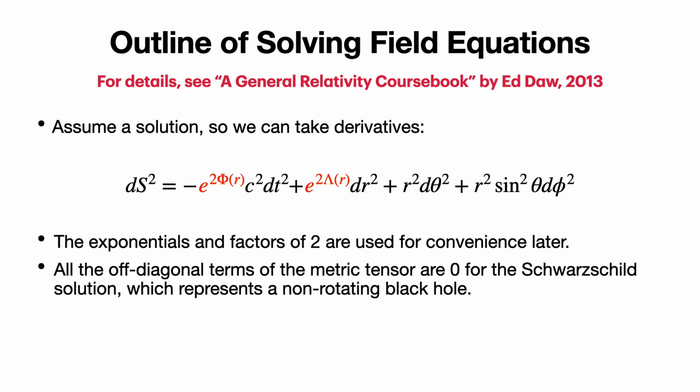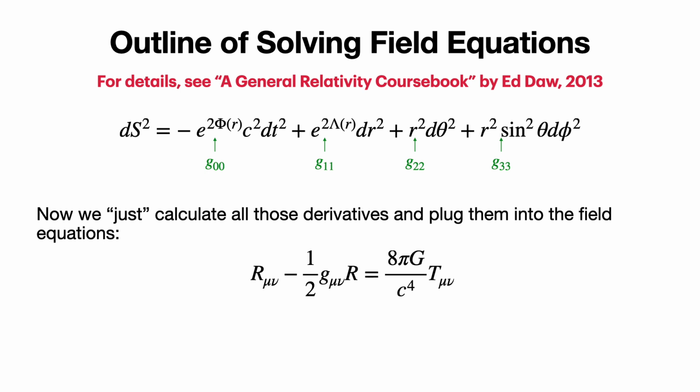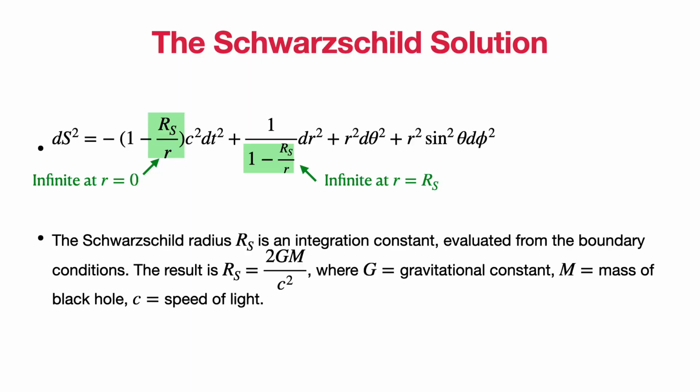To solve the equation, we use the standard method. We assume a solution, and then just start taking derivatives of it. Here we see the non-zero terms of the metric, and we just calculate all those derivatives and plug them into the field equation. And here's the solution. The Schwarzschild radius is an integration constant evaluated from the boundary conditions. That tells you the location of the event horizon around the black hole.